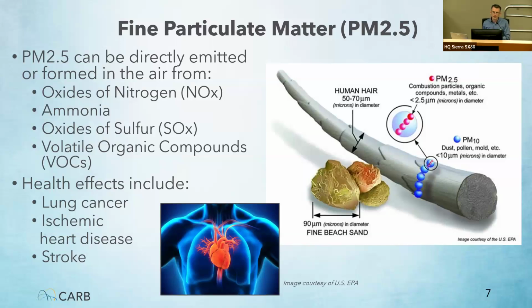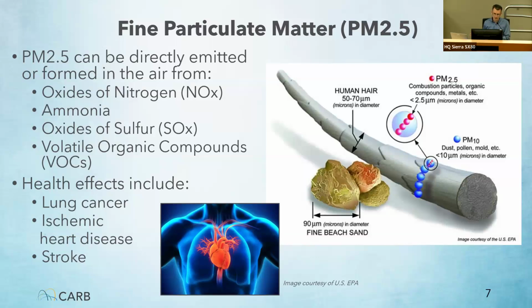And PM 2.5 can come directly from sources. So there are some sources that just directly emit PM 2.5 into the air. But PM 2.5 can also form in the atmosphere from other gases. So I have a list here on the slide of the common, what we call precursor gases that can form PM 2.5 in the atmosphere.